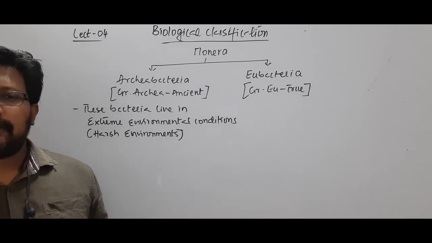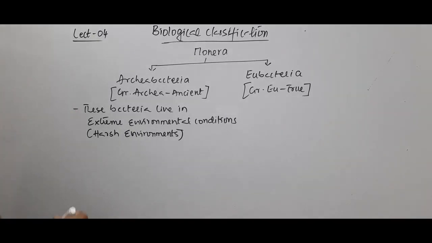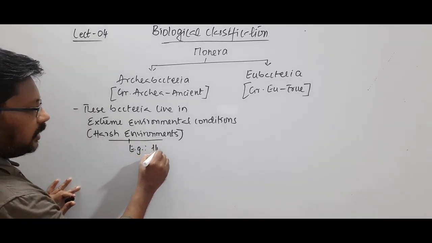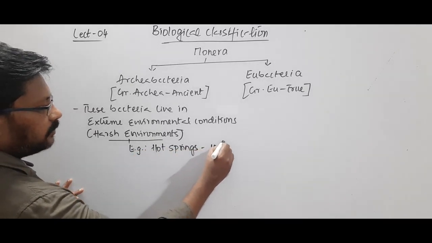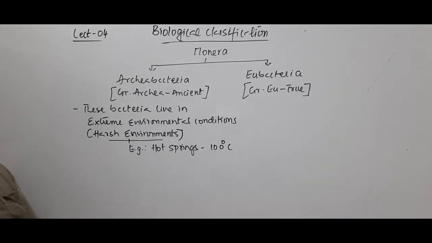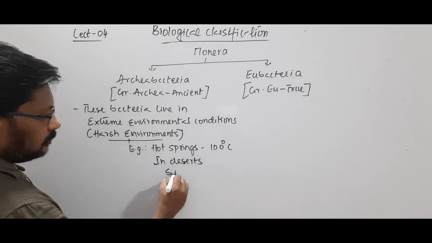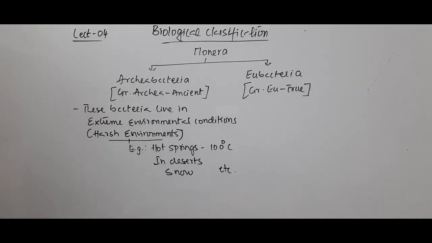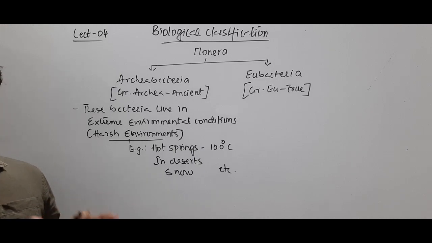Hot springs are the locations where we see temperatures going beyond 100 degrees Celsius. So harsh environments, like for example hot springs, where the temperature goes beyond 100 degrees Celsius, deserts, snow, etc. are harsh environments. The bacteria belonging to the group Archaeobacteria live in such harsh environmental conditions.